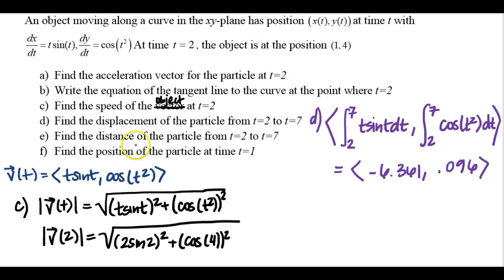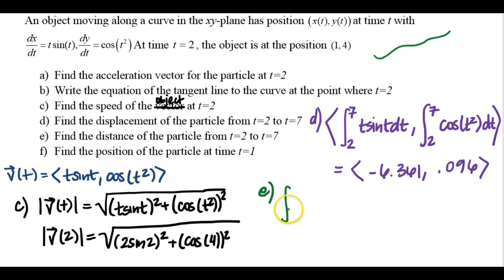So now let's move on to part E. Find the distance of the particle from time 2 to time 7. So find the distance traveled by the particle from 2 to 7. Here, our distance formula is actually going to be arc length. We're thinking about this particle that's traveling along a particular curve. So how far did the object travel? We're looking for the length of the arc.